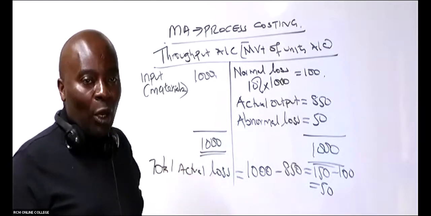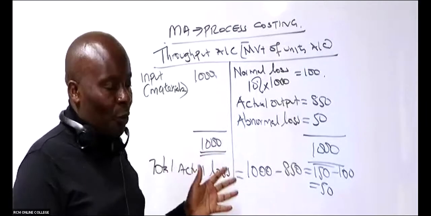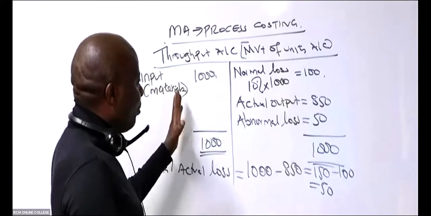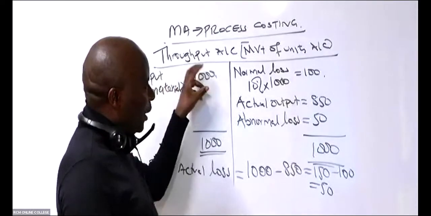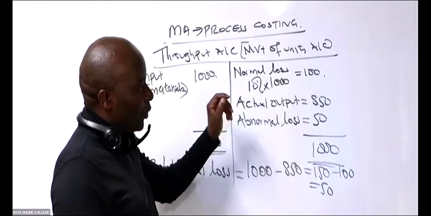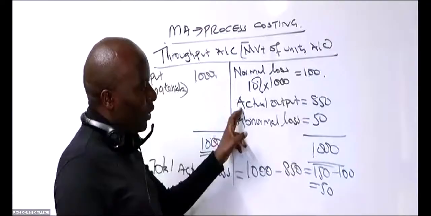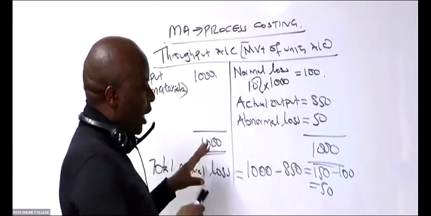For us, it's all about balancing the throughput account. The moment I've put in the input, I account for the entire input. So I have normal loss, which has been given as 10% of the input, 100. They have given me actual output of 850, come and balance.